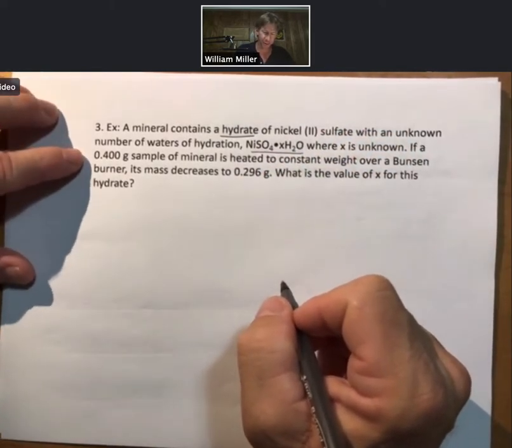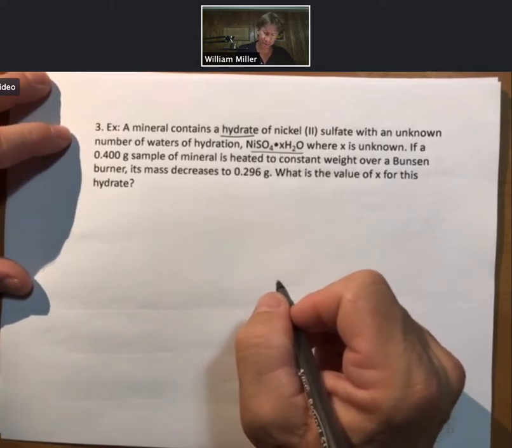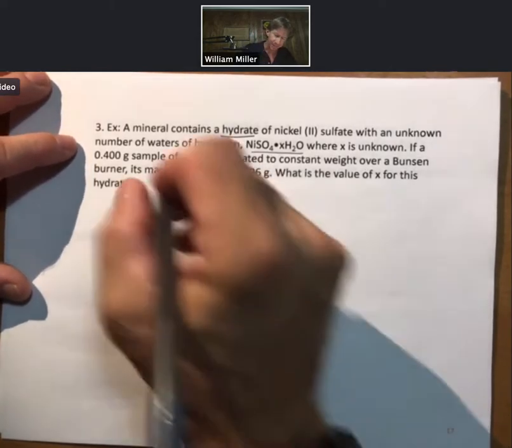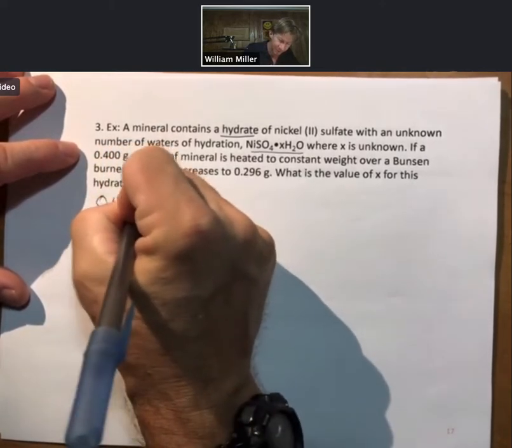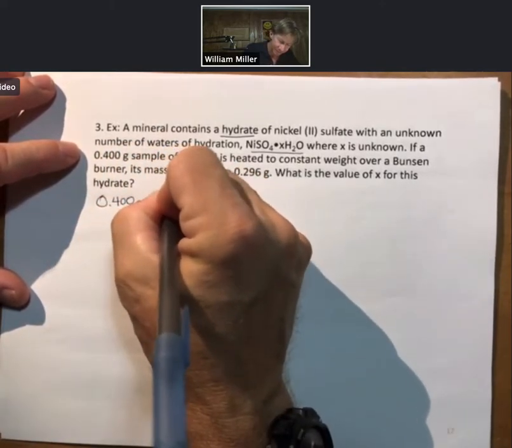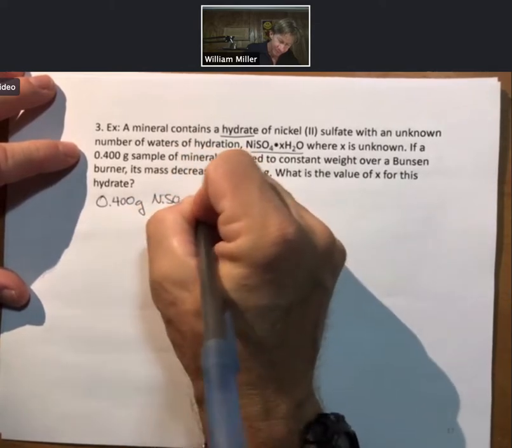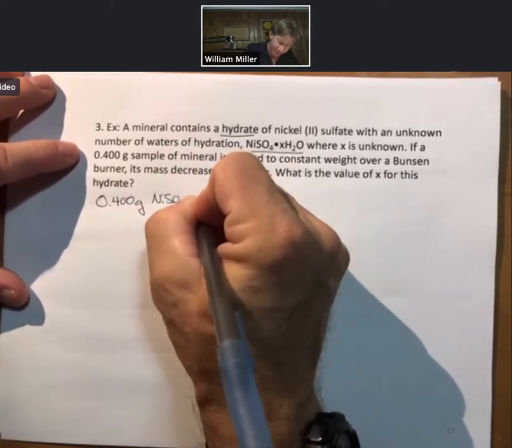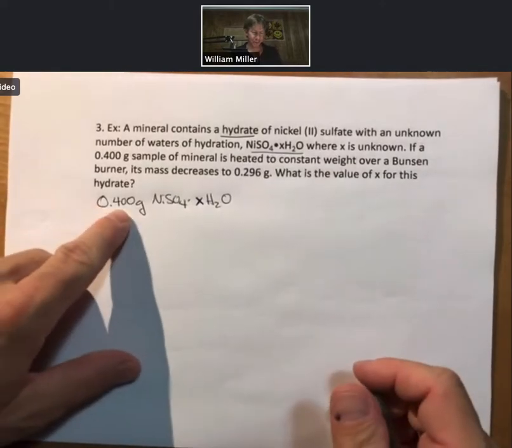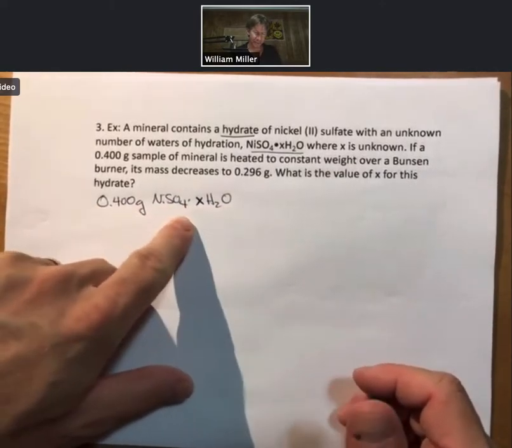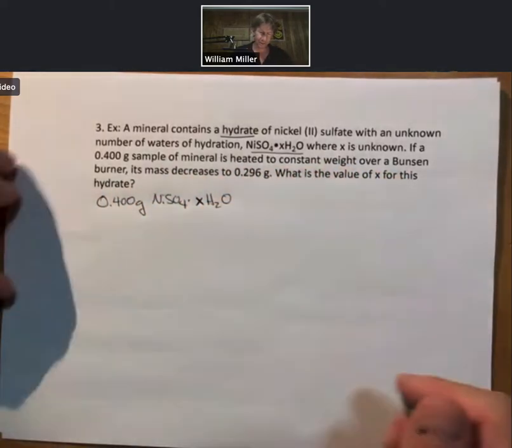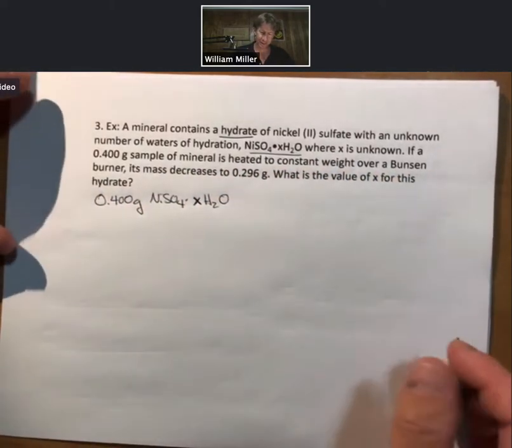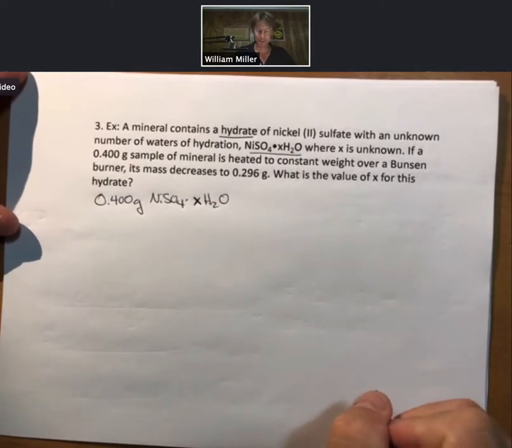If a 0.400 gram sample of mineral, and that is what we're starting with, and good problem-solving technique: synthesize all the material as you go. I know I have 0.400 grams of this substance. It is heated to constant weight over a Bunsen burner. Its mass decreases to 0.296 grams.